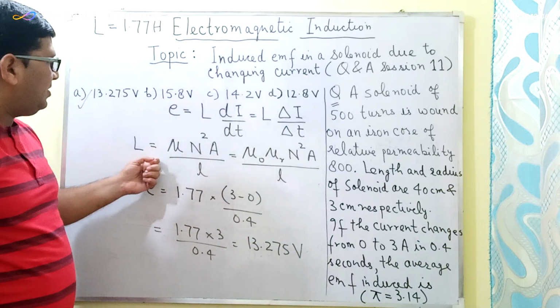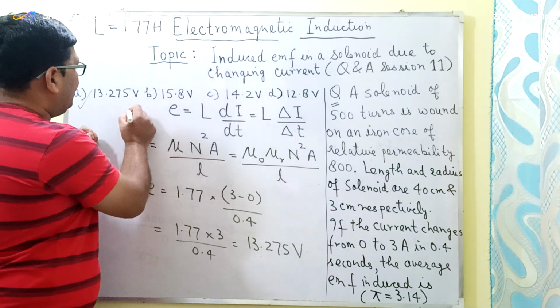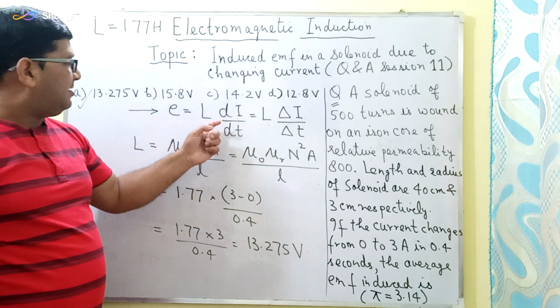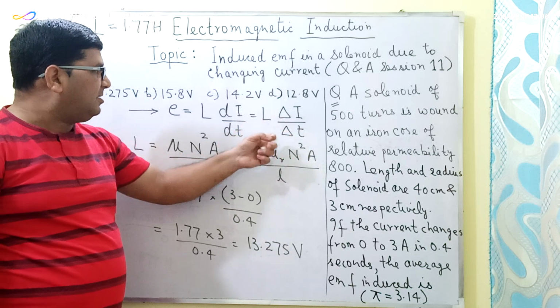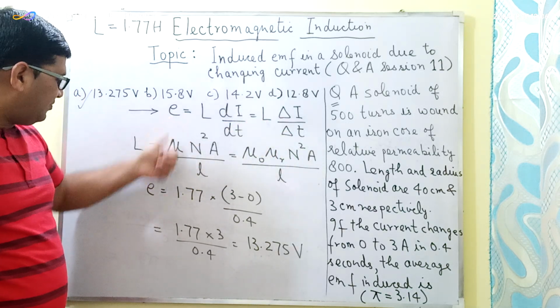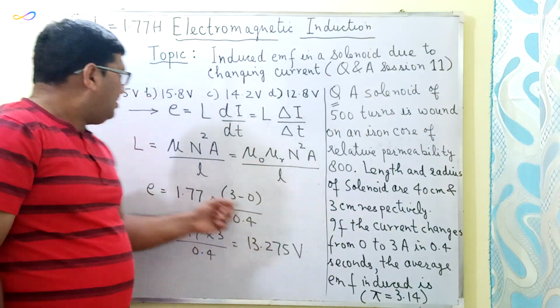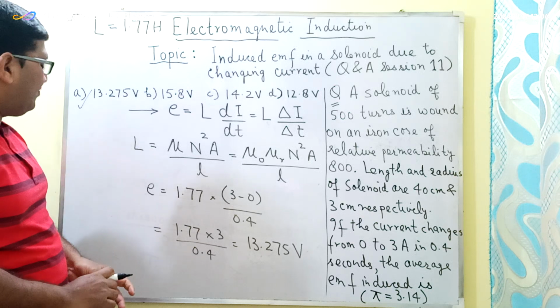So by using this formula, we have calculated the value of self-inductance, and then we have used the formula for the induced EMF, which is equal to L di upon dt, and which can also be written as L delta I upon delta t. So after finding the value of L, we were able to find the value of the induced EMF, which is equal to 13.275 volts. So the correct answer is A, which is 13.275 volts.